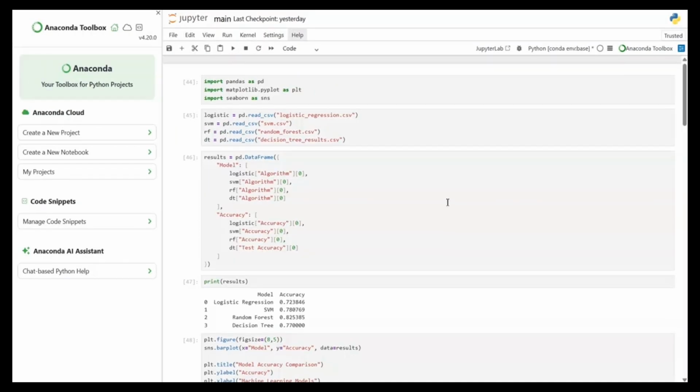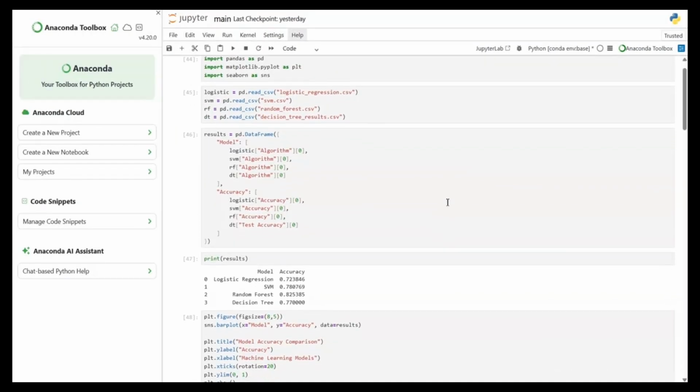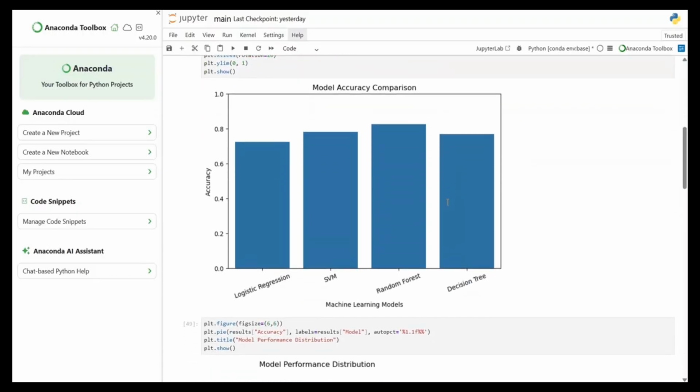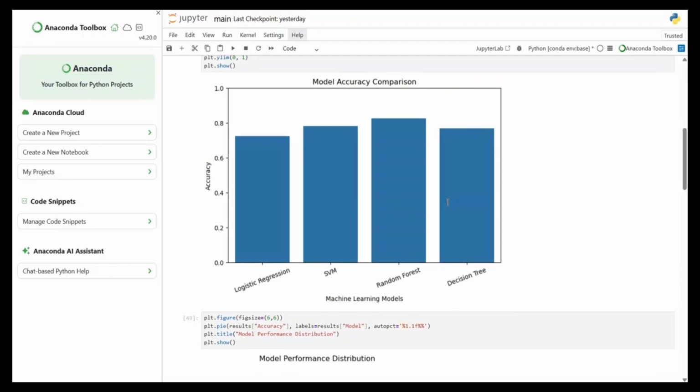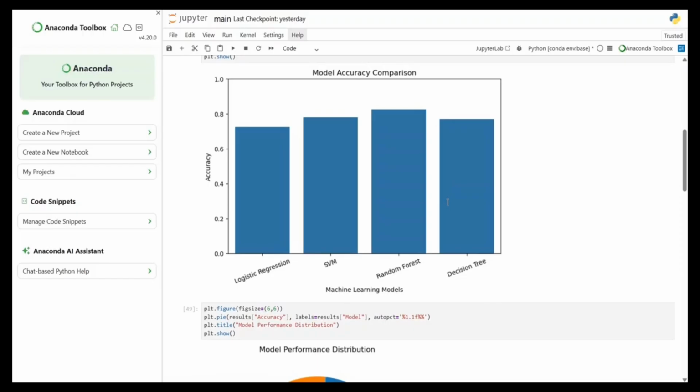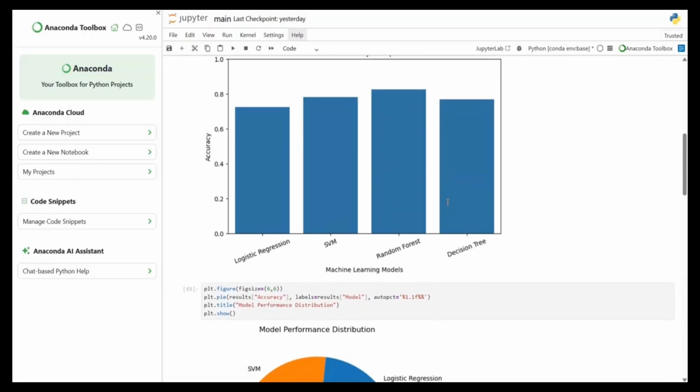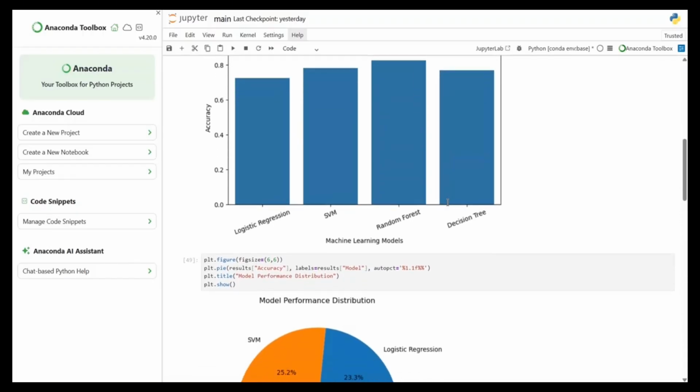When comparing all models, Random Forest performed the best with the highest accuracy. SVM also showed strong performance. Logistic Regression had the lowest accuracy. Decision tree performed moderately. So, therefore, Random Forest was selected as the best model for this problem.